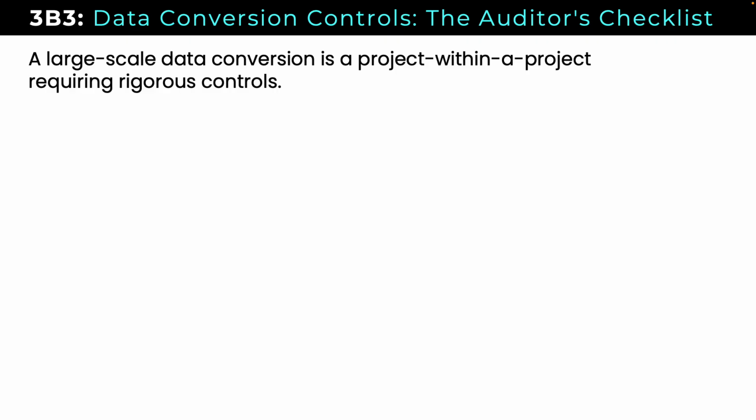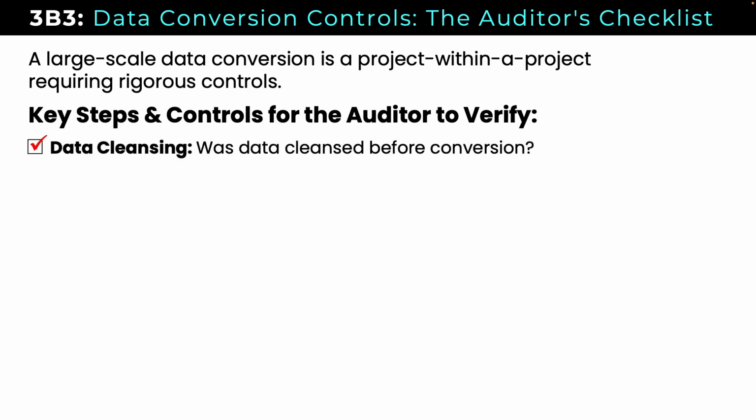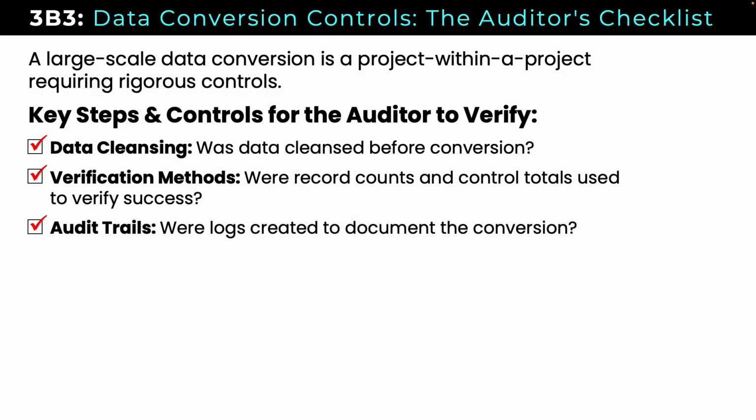So a large-scale data conversion really feels like a project within a project, and it requires some pretty rigorous controls. We need to be careful about this migration. Some key steps and controls for the auditor to verify. We talked about data cleansing. Was it cleansed before conversion? Were the record counts and control totals used to verify success? Do we have an audit trail that documented the conversion? So if there's anything in doubt, we can go back and look at that log.